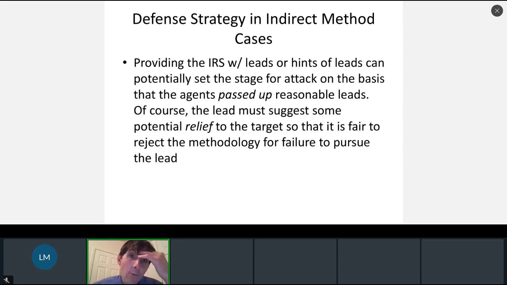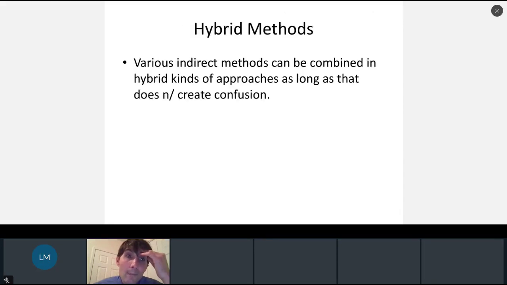Providing the IRS with leads or hints of leads can potentially set the stage for an attack on the case that the agents passed up reasonable leads. Of course, the lead must suggest some potential relief to the target so that it is fair to reject the method for failure to pursue the lead.